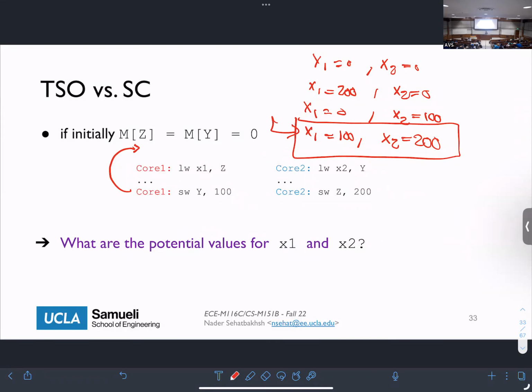Because you cannot run this first before any of these two. You can run this first before this one. That's totally fine. But you cannot run this before this, and you cannot run this before this. So the last one is going to be eliminated by sequential consistency, because you cannot do stores before loads. You cannot do loads before stores even, all right? But what about TSO? Does TSO allow this or no?